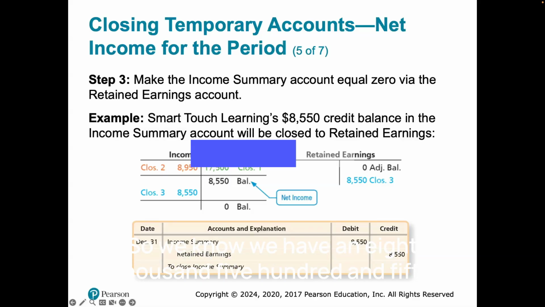So we know we have an $8,550 credit balance. We are then going to close that amount by entering a debit of 8,550, and then we're going to transfer that amount, the credit, over to retained earnings at 8,550. This is going to give us a zero amount for our income summary and give us now an $8,550 credit balance in our retained earnings. And then below you can see the journal entry. Income summary, debit, 8,550, which then zeroes out income summary, and retained earnings gets a credit of 8,550.